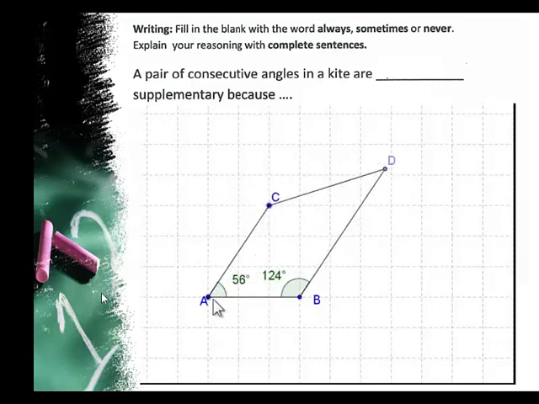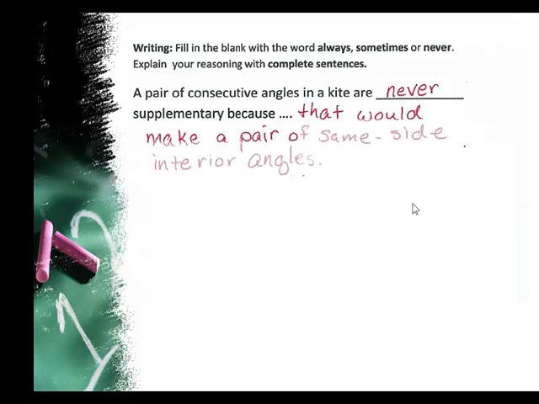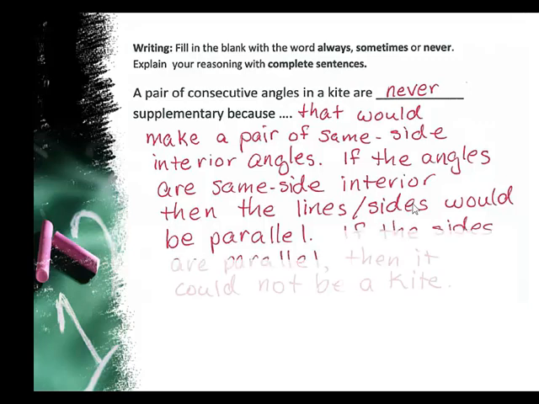And hopefully you realize that right here they cannot. So first of all, a pair of consecutive angles in a kite are never supplementary because that would make a pair of same side interior angles. What we were finding is that I created a pair of parallel lines. If the angles are same side interior, then the lines or sides would be parallel. If the sides are parallel, then it could not be a kite.